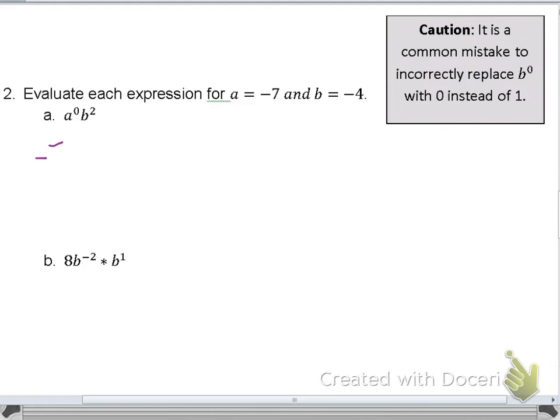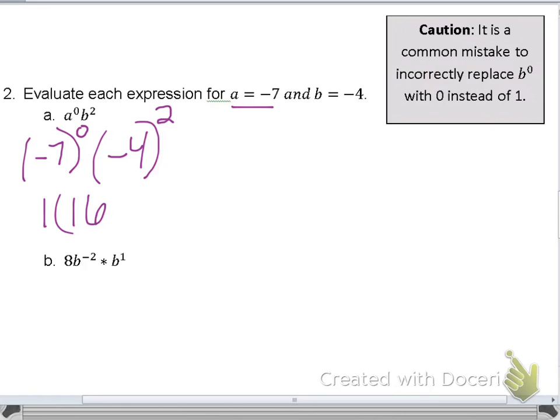First we have a is negative 7, to the 0 power, and then b is negative 4. Notice how I'm using parentheses around these numbers because they include negatives, to the 2nd power. So negative 7 to the 0 power, according to the 0 exponent rule, is 1. And negative 4 to the 2nd power, negative 4 times negative 4 would be positive 16. And 16 times 1 is 16.